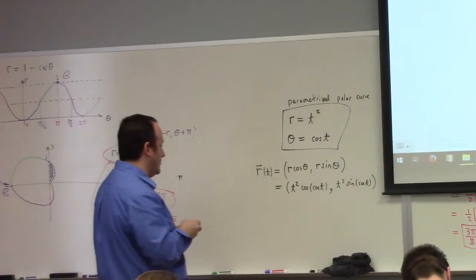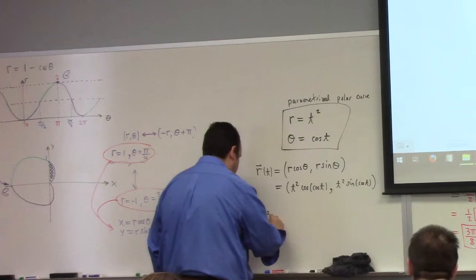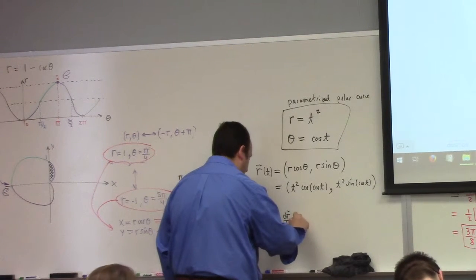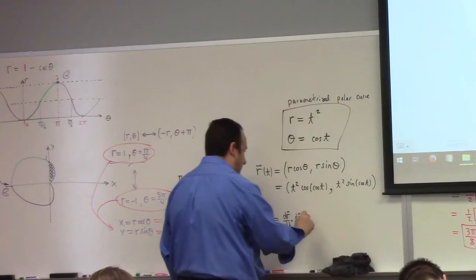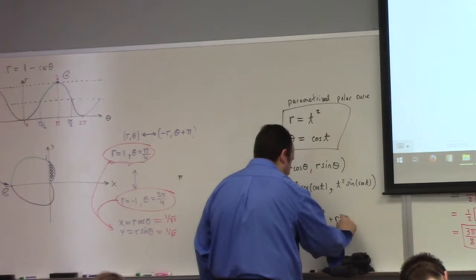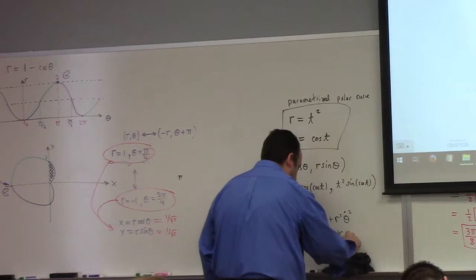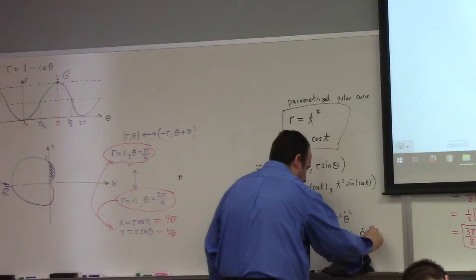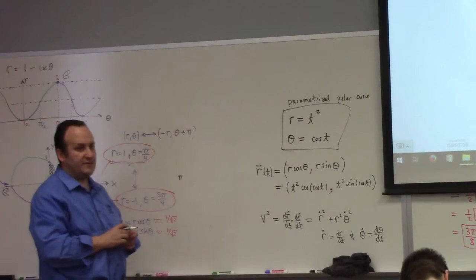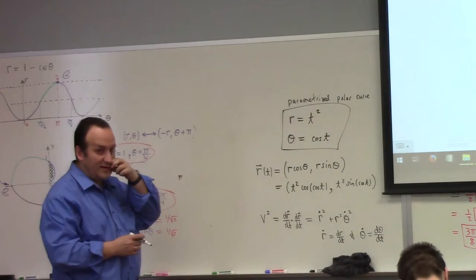One of your homework problems is to show that the speed squared, in other words dr/dt dot dr/dt, if you work it out, is equal to r dot squared plus r squared theta dot squared, where r dot is equal to dr/dt, and theta dot is equal to d theta/dt. This is notation that goes back to Newton, the dot derivative for time derivatives. But that's a formula for the speed squared in polar coordinates.